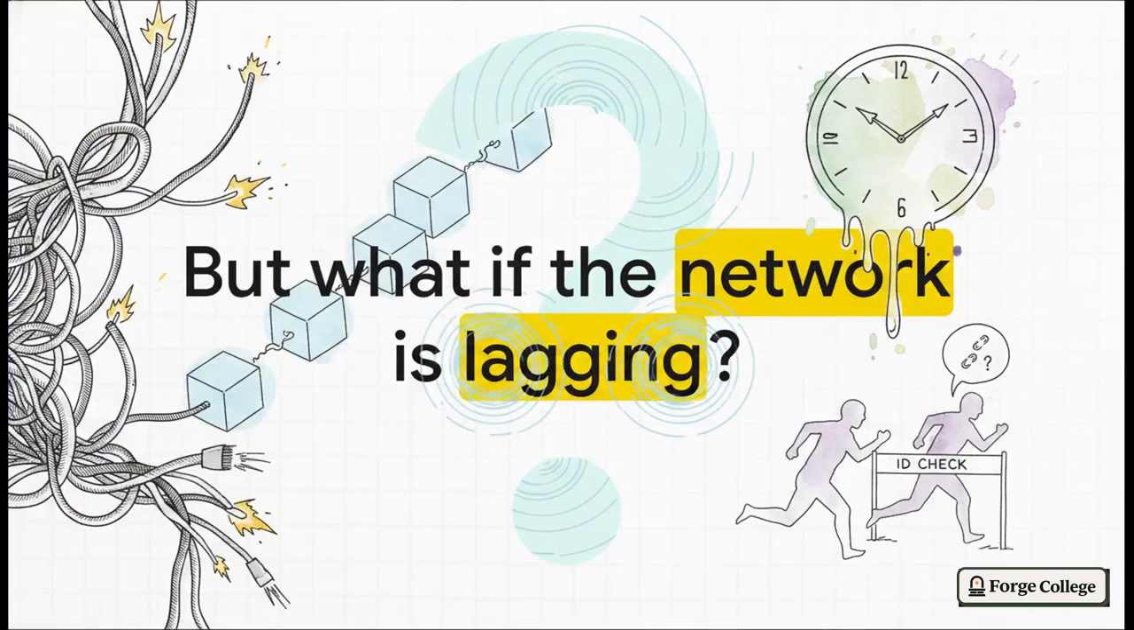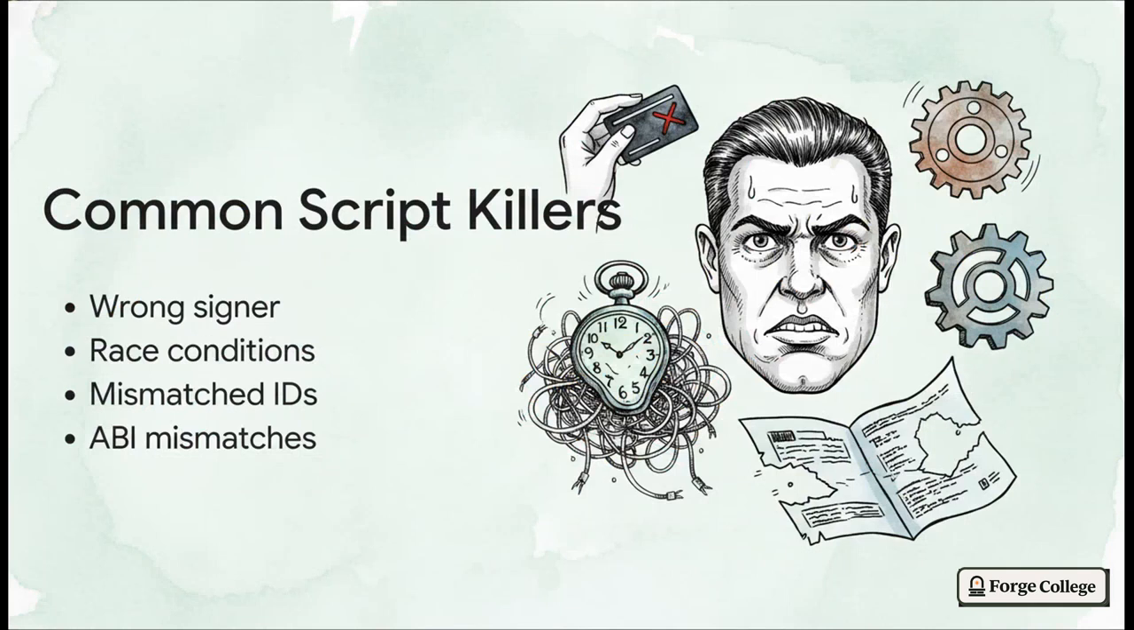Because what happens when the bouncer inevitably gets confused? I want you to ask yourself, what if the network is actually lagging? Like, what happens if we check the ID before the manager's list has formally updated on the blockchain? Well, you get a race condition. You're reading stale state, and boom, your script fails. In fact, there are 4 common script killers you're going to encounter.